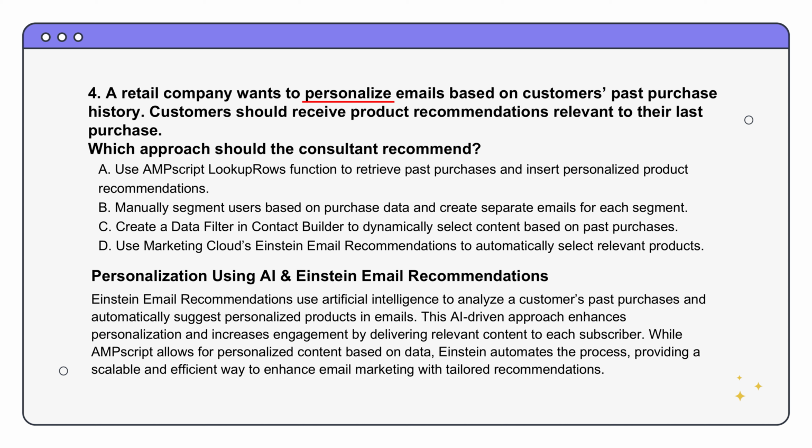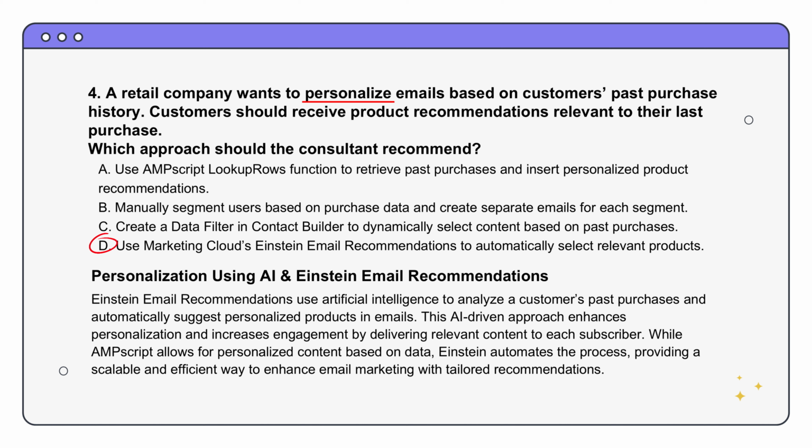Exactly. So the question gave us 4 options. A, using AMPscript lookup rows. B, manually segmenting their customer lists. C was creating data filters within Contact Builder. And D, the AI-powered solution, using Marketing Cloud's Einstein email recommendations. And the recommended approach was D, using Einstein email recommendations.